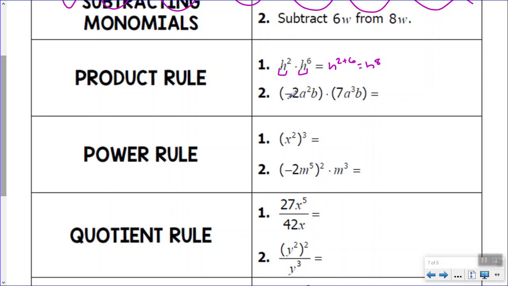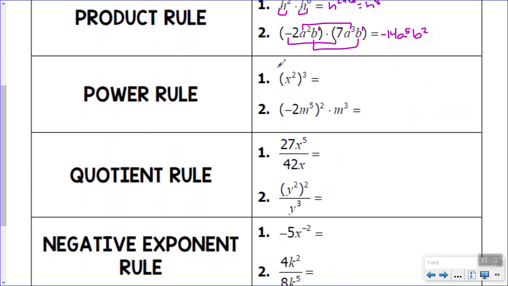So I'm going to start with my coefficients. 2 times -2 times 7 is -14. Then I'm going to look for the next thing that matches. So I have a squared times a cubed. We add those powers. We get a to the 5th power. The last one is b to that hidden first power multiplied by b to the hidden first power again. 1 plus 1 is 2, so that gives us b squared.